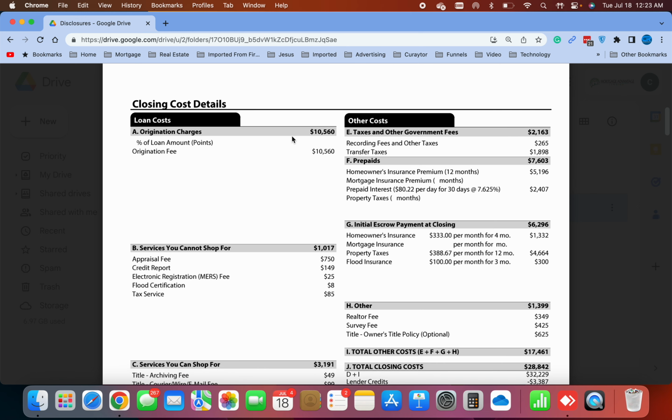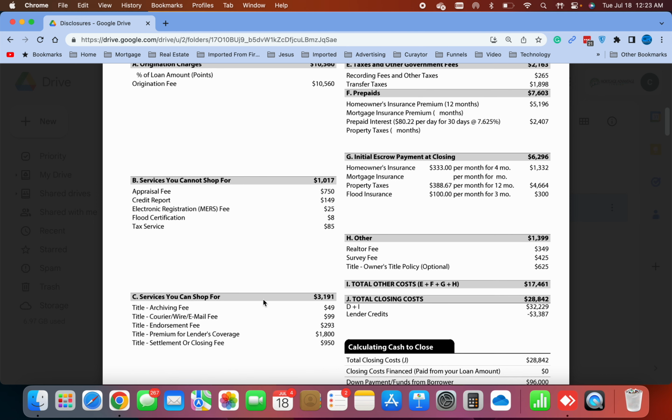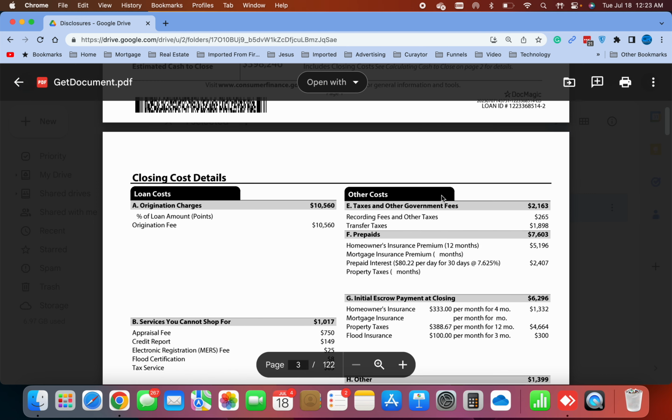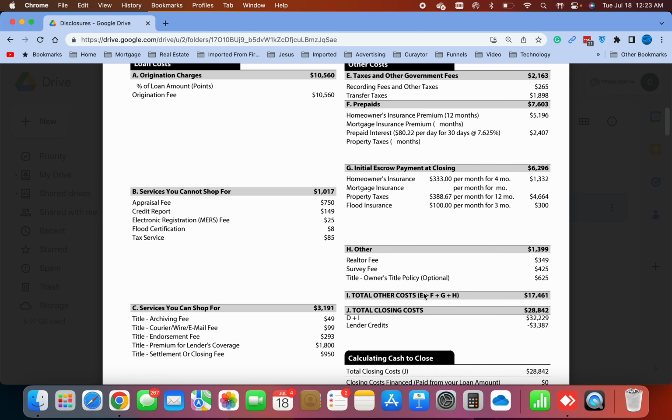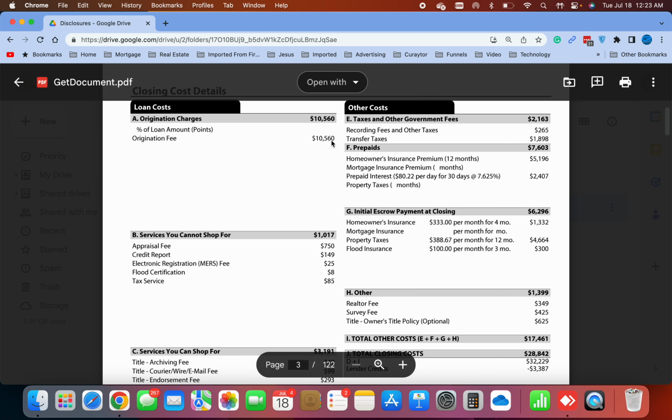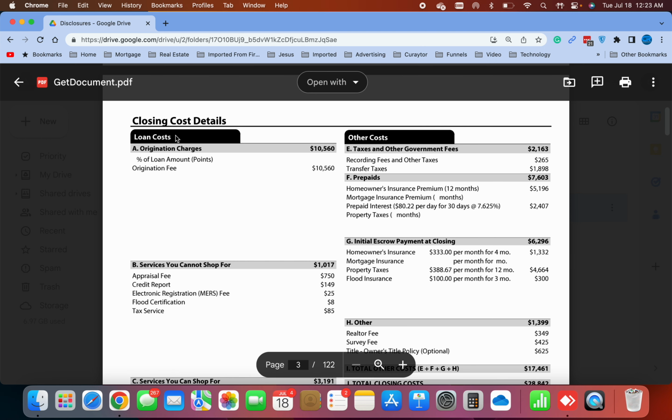But anyways, so here is your loan estimate that you got from the lender already. Here, as you can see, every gray section explains what the fees are for. Right here, prepaid submissions. So I'm going to go one by one, explain that to you. So the first section is origination charges. These are your loan costs.